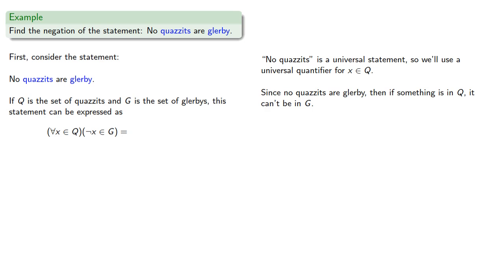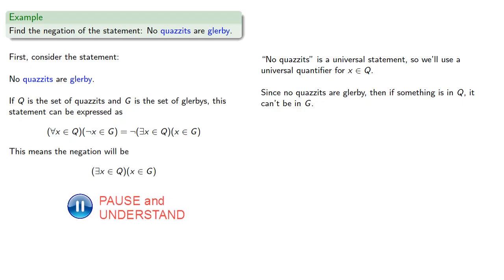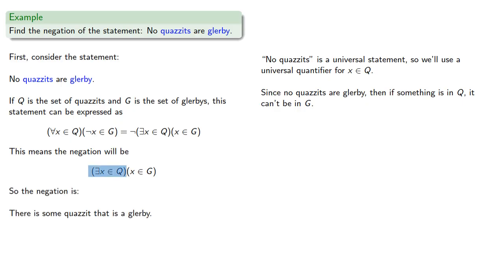Now, remember, we can shift the negation across the quantifier by changing the quantifier. And so an equivalent statement is, and so the negation is going to be, and so in plain language, the negation is there is some quasit that is a glurby.